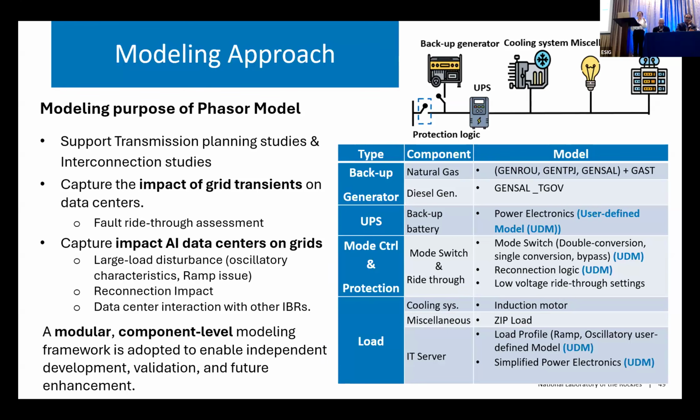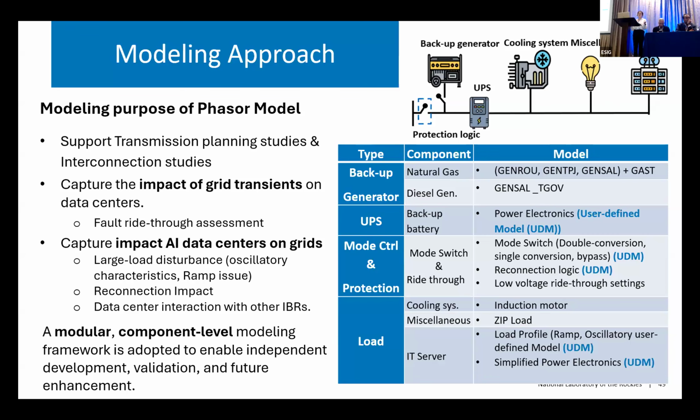Second layer is capturing the impact of the AI data center on the grid. Because we just mentioned, there are so many characteristics from the IT load, like the oscillatory characteristics. And you can see when we do the AI training, it will have those ramp up, ramp down issues that are reported by NERC. So those things actually will have a significant impact on our grids. Can our grid handle it or not? These things need to be captured. Second is this reconnection impact.